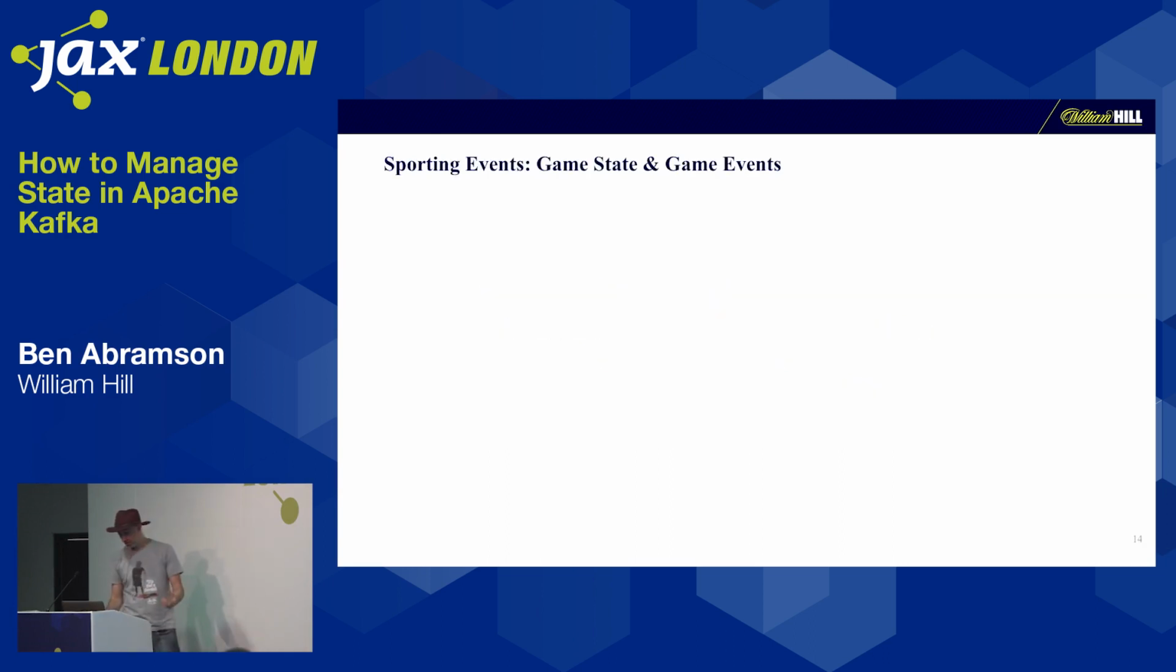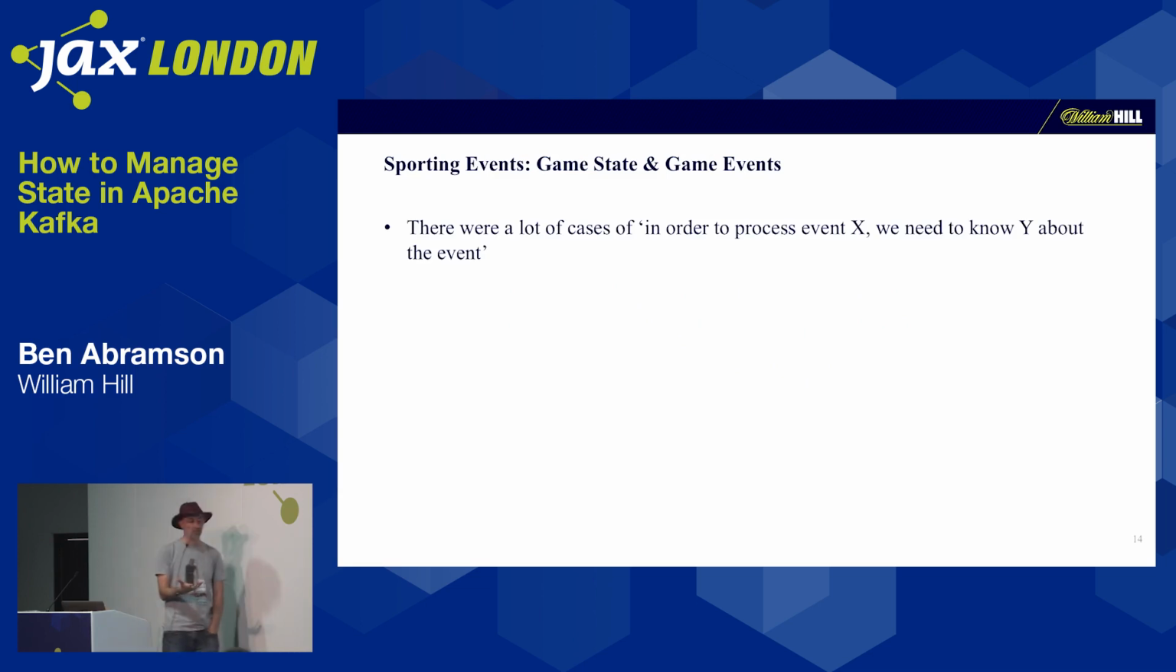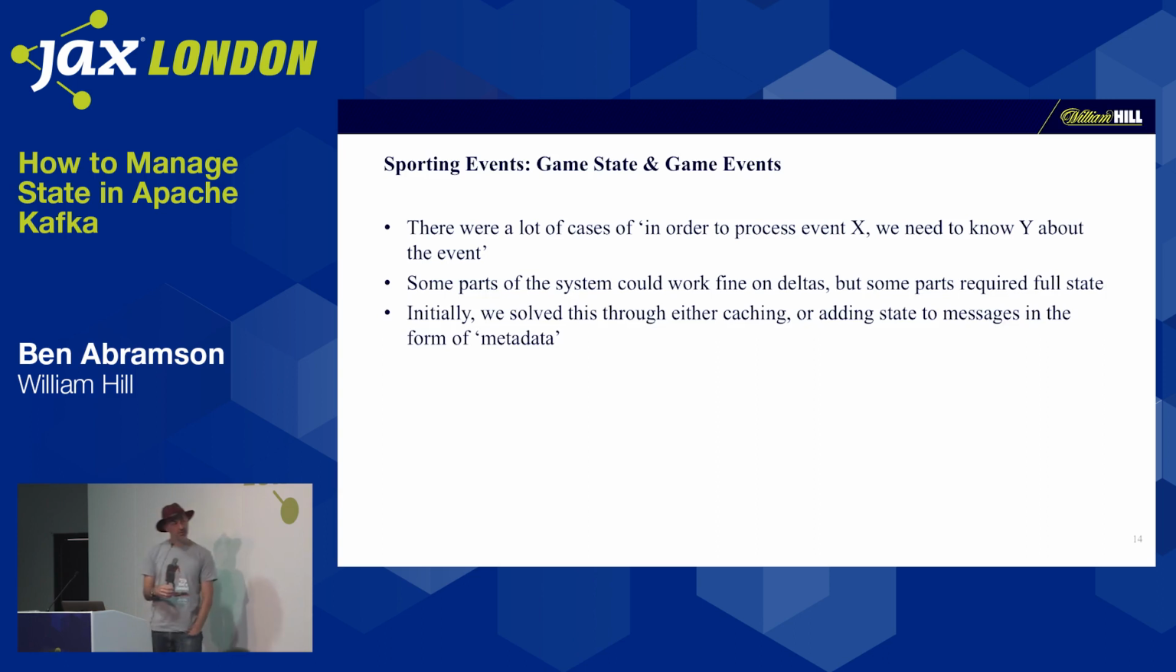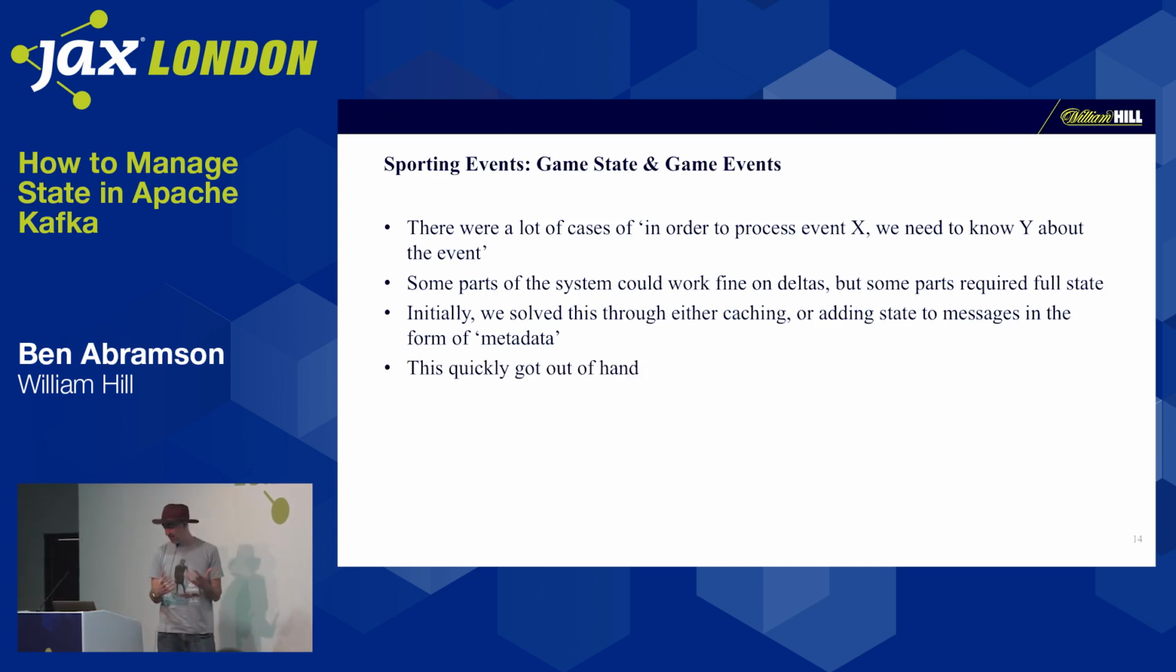Going back to our use case, we had a lot of situations where, in order to process event X, we need to know Y about the event. If the home team have scored a goal, in order to update the score, we need to know what the score already was. Some parts of the system could work fine on deltas, but others required full state or partial state. So we started thinking, maybe we could cache some stuff, or add metadata to messages, which was kind of okay, but it quite quickly got out of hand.